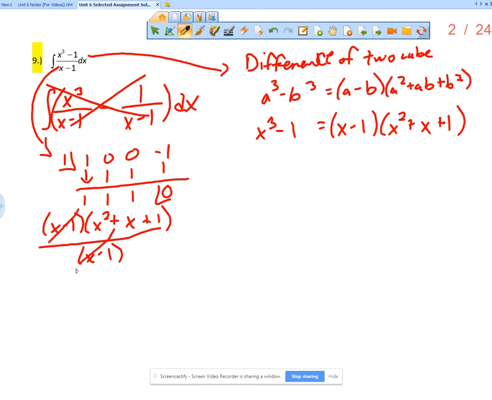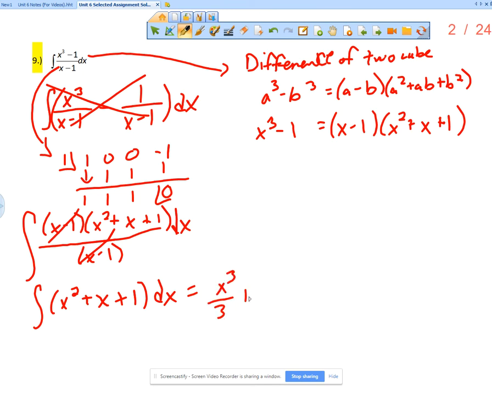Of course, the x minus 1s reduce. So we're really just integrating x squared plus x plus 1 with respect to x. What is the integral of x squared? It is x cubed over 3, plus the integral of x, which is x squared over 2, plus the integral of 1, which is x, and then plus our constant.